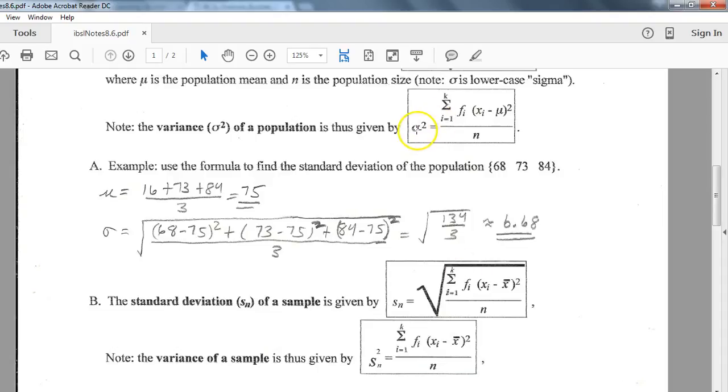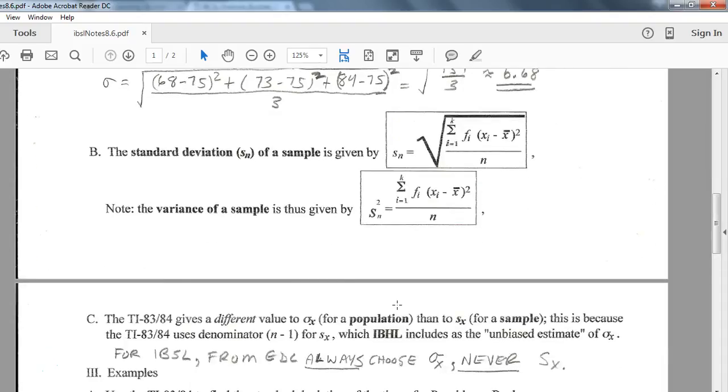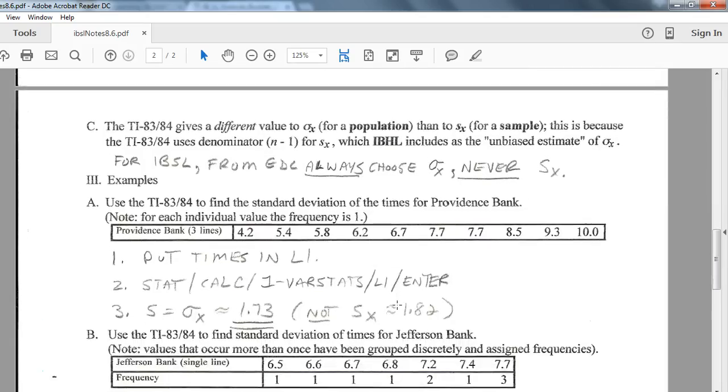We always use this. So don't use the S of X or S of N formula in your calculator. Use the one that looks like this. This, by the way, is just the lowercase version of this. So they're both sigma. This is a capital sigma, and this is a lowercase sigma. But we use the lowercase sigma in the calculator, not S of X. So anyway, that's all that.